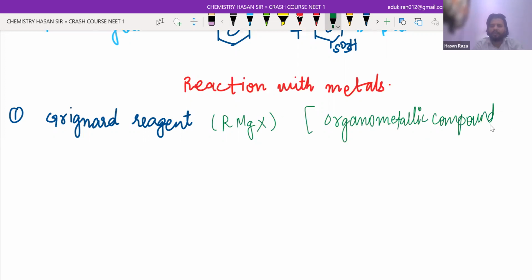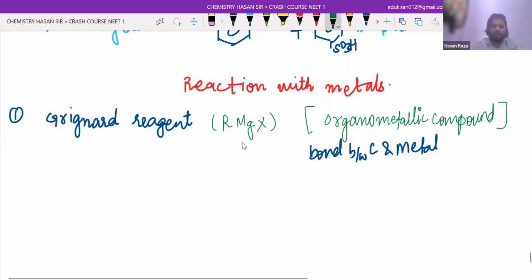So as you know, what is an organometallic compound? A direct bond between carbon and metal is called an organometallic compound. And in RMgX, R is basically an alkyl group, in which this is your carbon, Mg is the magnesium and X is halogen. So this reagent is known as Grignard reagent.